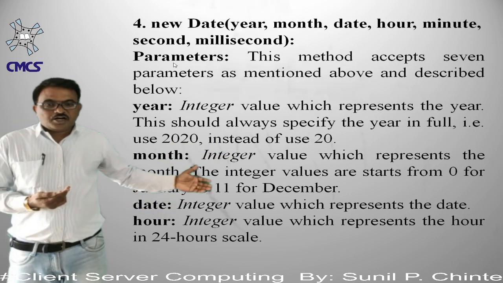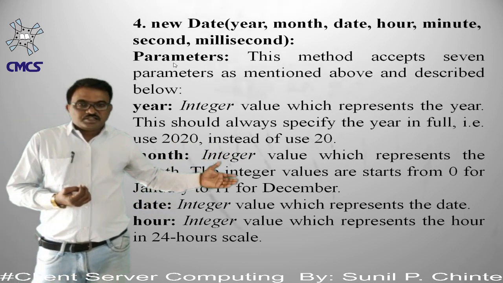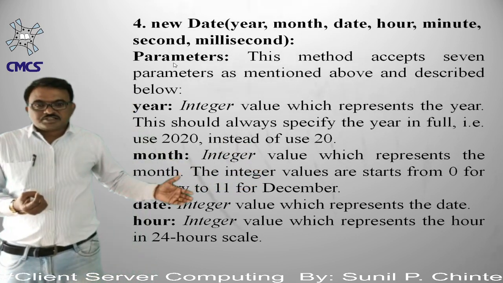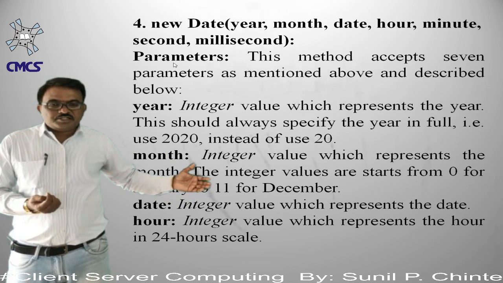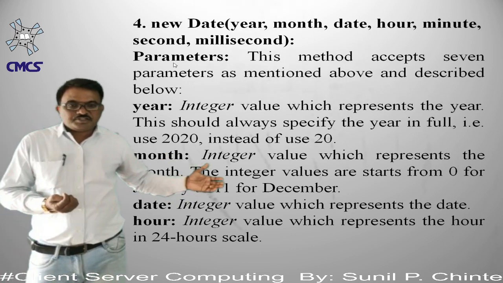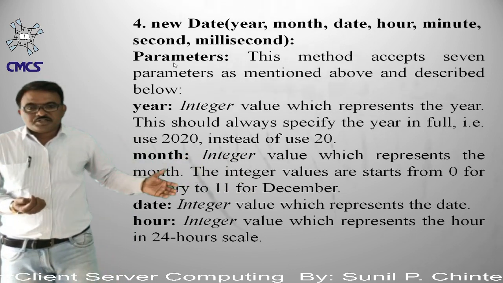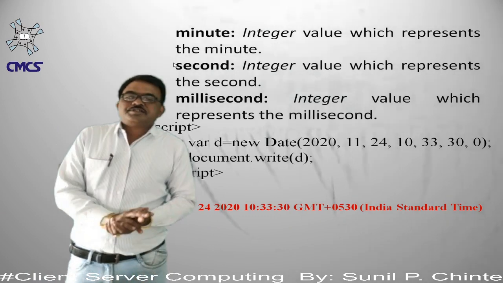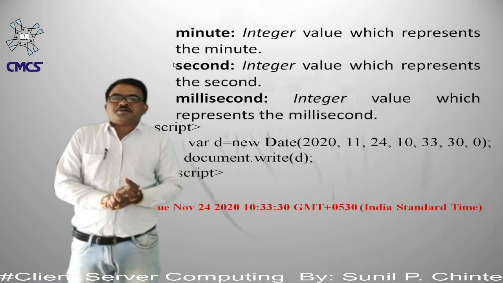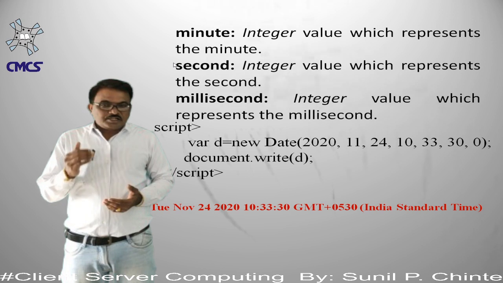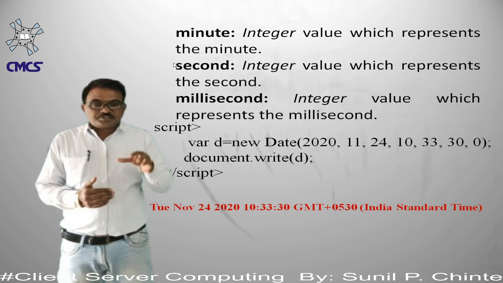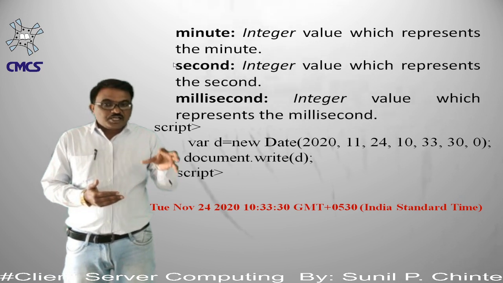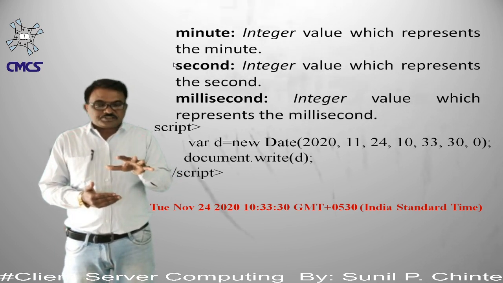Similarly, the date argument represents the date of a given month. Hour is an integer value which represents the hour in 24 hours. Similarly, minutes is an integer value which represents the minutes. Similarly, second and milliseconds. By using these different arguments, you can also create date objects.